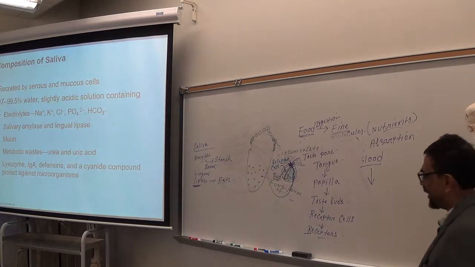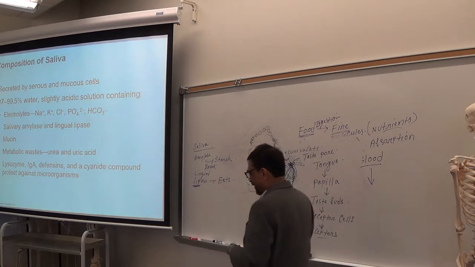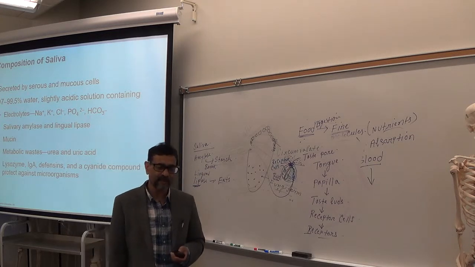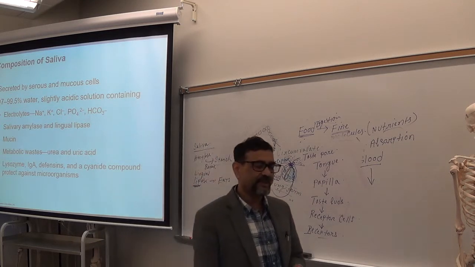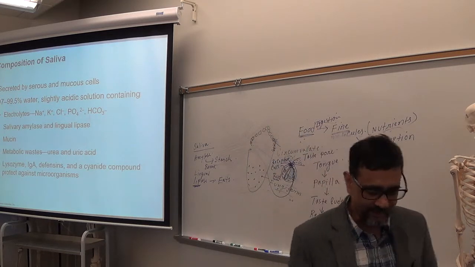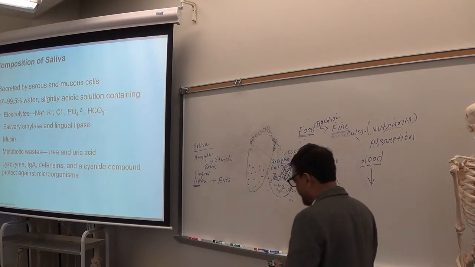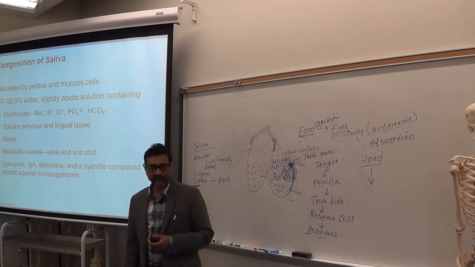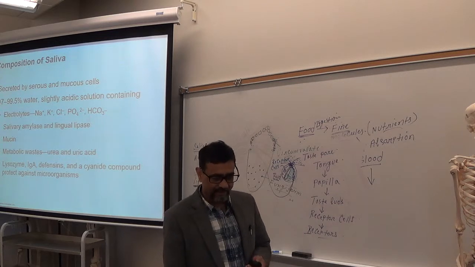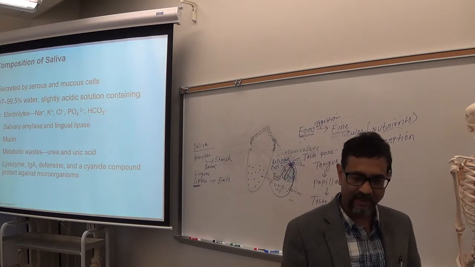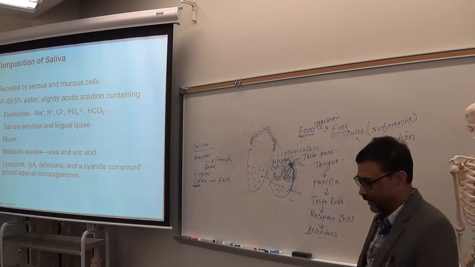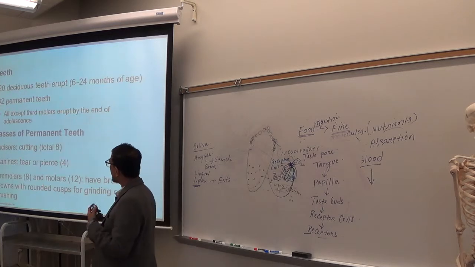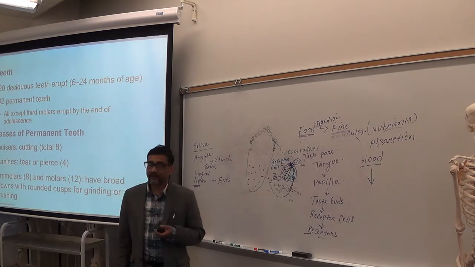So you see, saliva has a number of things. Saliva has digestive enzymes, amylase and lipase. Saliva has some chemicals that destroy the microorganisms. Saliva has mucin that is slippery and sticky secretion, and saliva has low pH, that means slightly acidic, that cleans the mouth. Teeth.